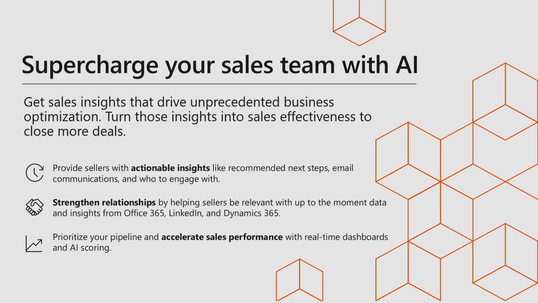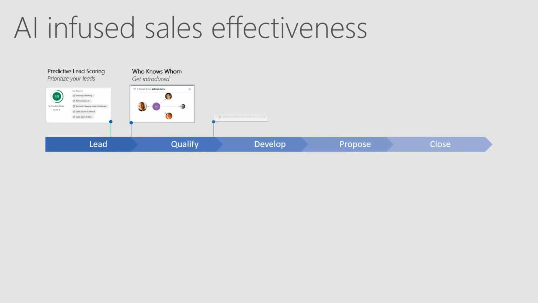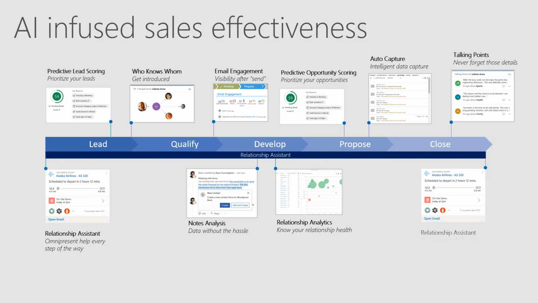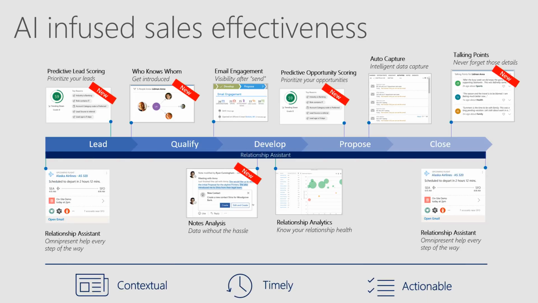Let's walk through a typical scenario of what happens when a salesperson sells. So typically, a salesperson starts off with a lead. They want to understand which are the leads with the most potential. Next, when they do have a lead, they want to know who also knows this person with my company, who can also give me an introduction. When I start engaging with the customer, how do I know what the customer has done after I send out an email? Do I know that they're interested?